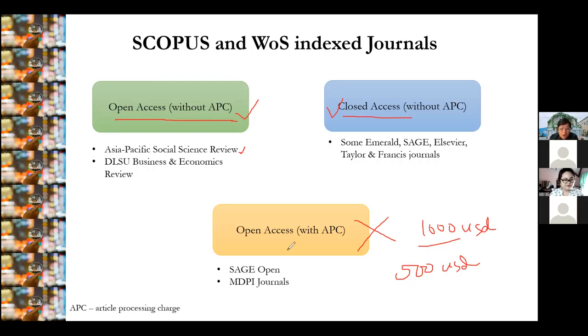Okay, but always look for open access with APC that are reputable, such as for example, go for Elsevier, go for Sage, go for Taylor and Francis, go for Wiley. Okay, go for Emerald. Okay, kasi yan mga reputable publishers. Okay, so those are the major considerations.